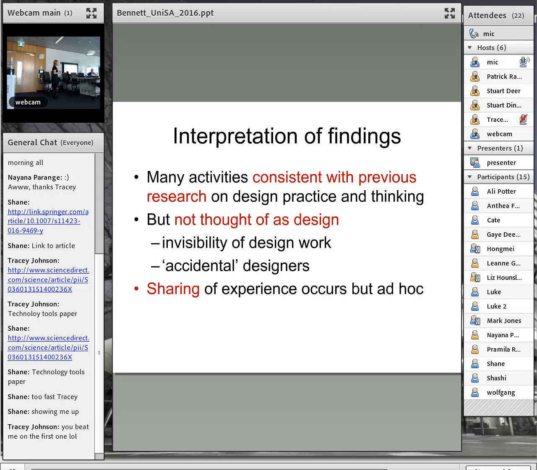So there is sharing of experience, and that is a very important part of design work. Think about what architecture magazines do. That's a sharing of design. So designers share design. We share experience, but it's pretty ad hoc.